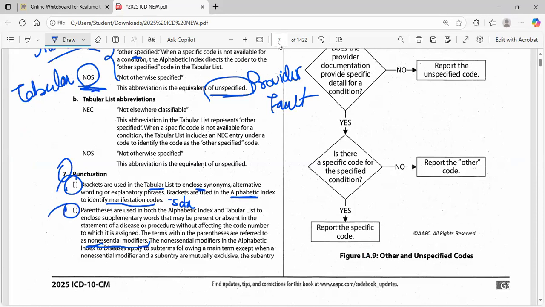Let's take a look. Parentheses are in the alphabetic index and the tabular list both. It includes the supplementary words that may be present or absent in the statement of disease or the procedure without affecting the code number to which it is assigned. So the terms listed in the parentheses are referred to as non-essential modifiers, because if they are there, the code will not be affected, and if they are not there, the code will not change.